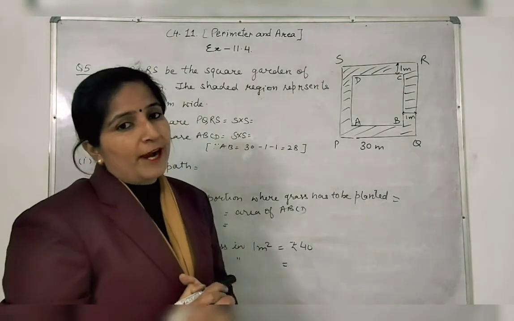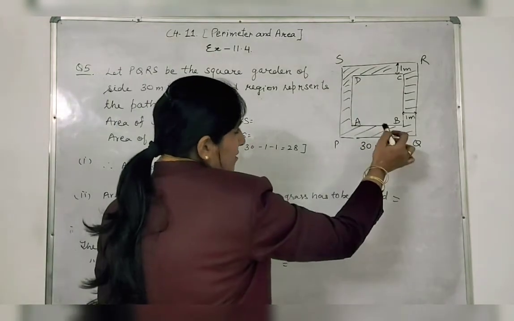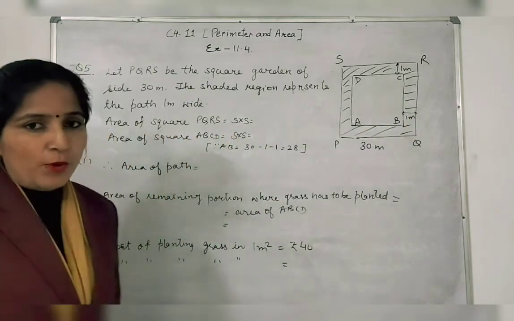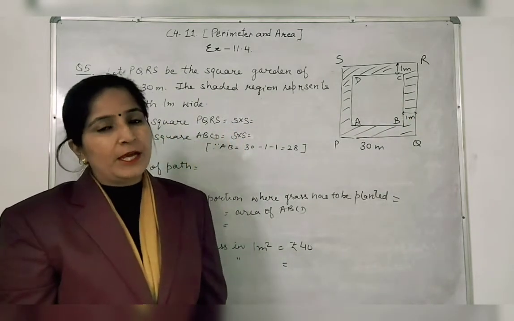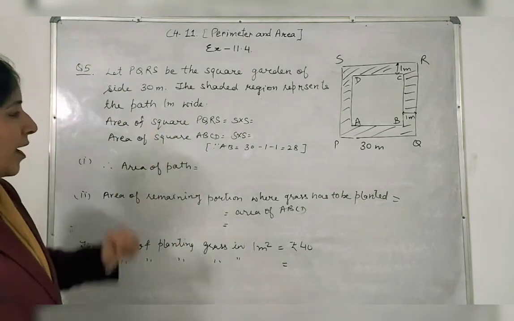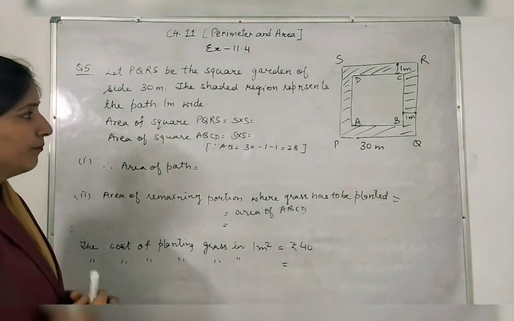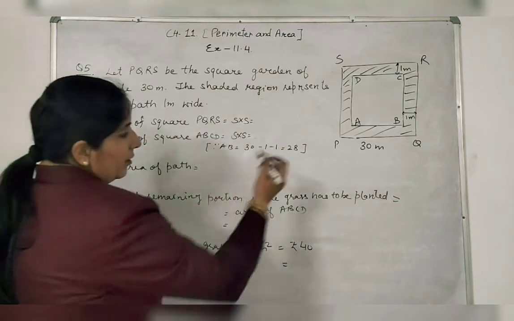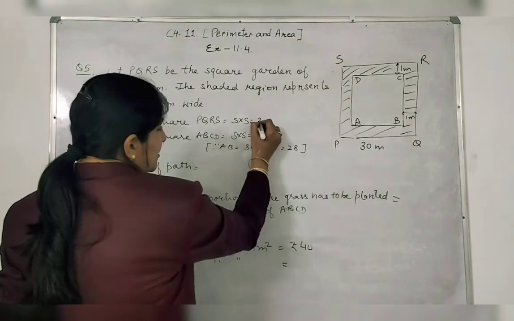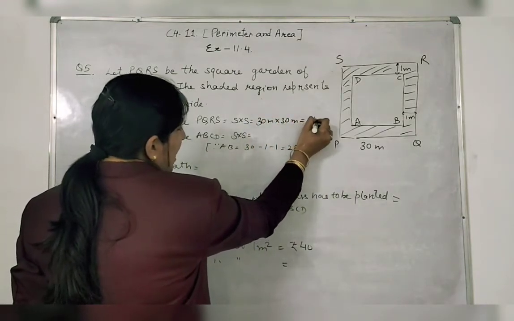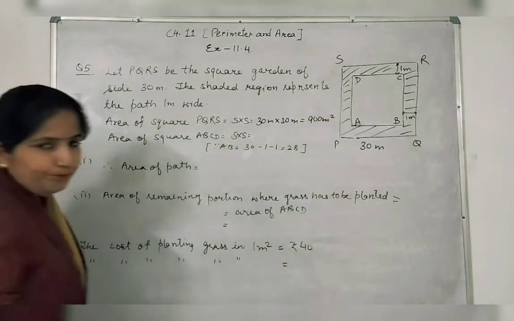Always when we want to find the area of a path like this, we subtract the area of the inner square from the outer square. So we require the area of both the squares, and here we are doing the same. Area of square PQRS is equal to side into side. What is the side of this outer square? That is 30 meters. So 30 meters multiplied by 30 meters gives 900 meter square.